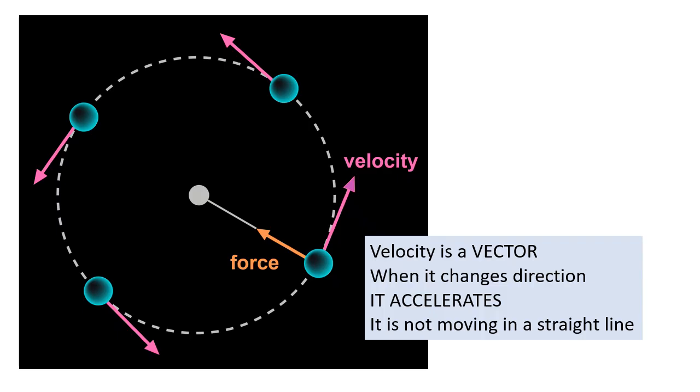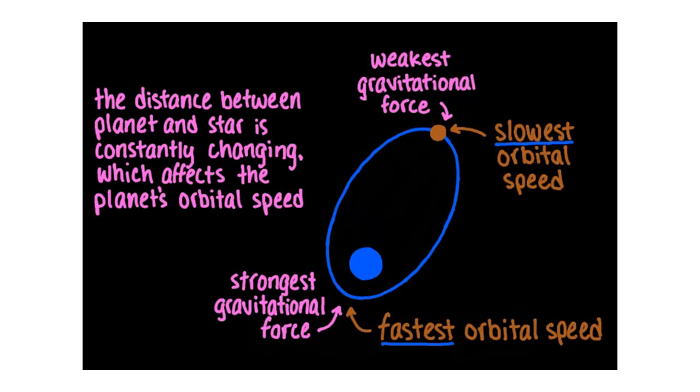So this is an object moving in circular motion. Remember that velocity is a vector. When it changes direction, it accelerates. It is not moving in a straight line. This is an elliptical orbit.